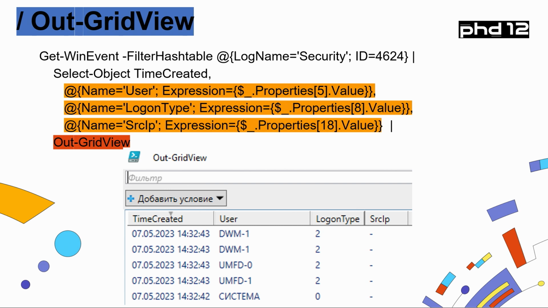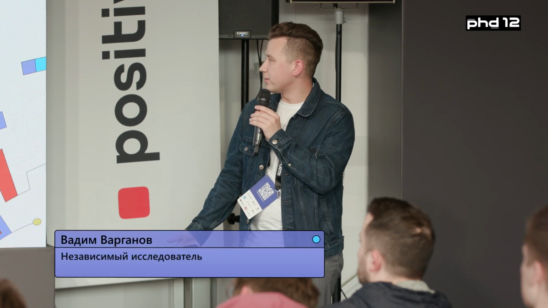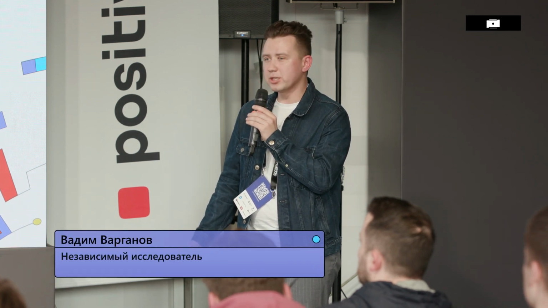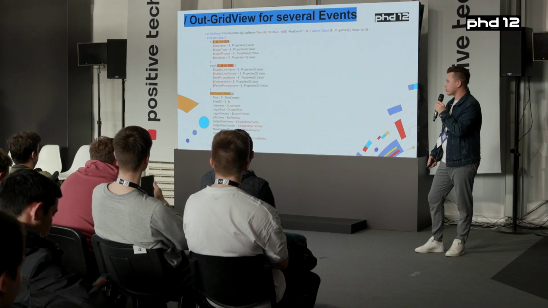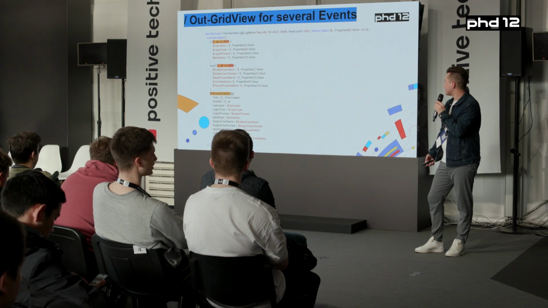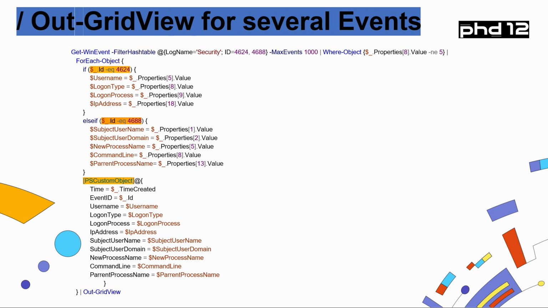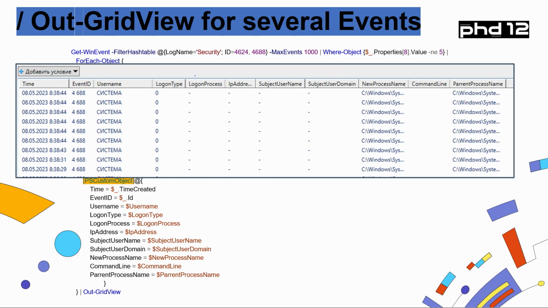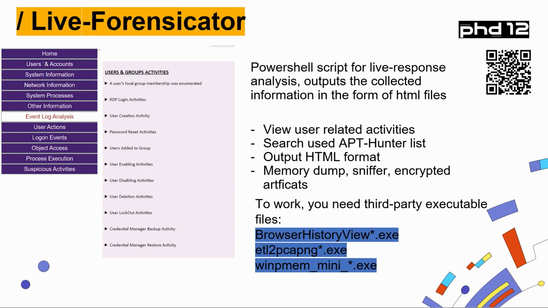PowerShell also allows displaying events like a table. For this, we use Out-GridView, but to use it, we have to create a new object. We can also display several types of events, but with this scenario, we have to keep in mind that when we're looking for different types of events, they may either match or not match. And for this, we will have to filter them out.